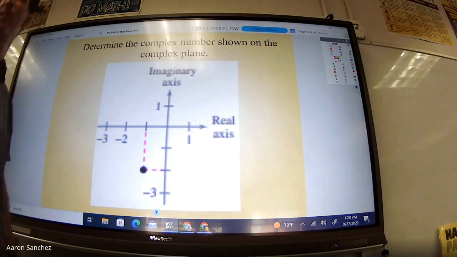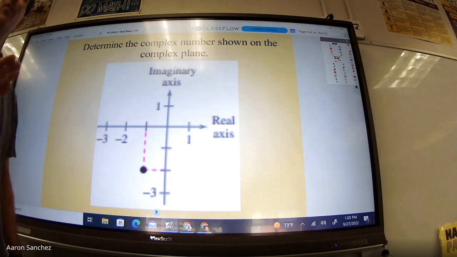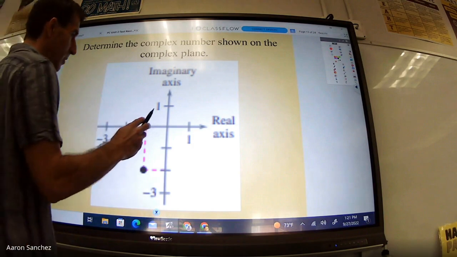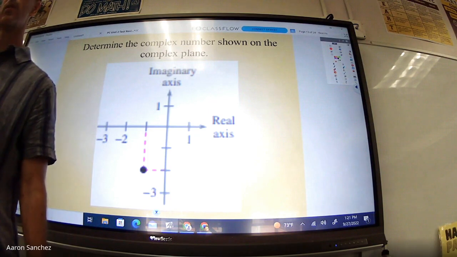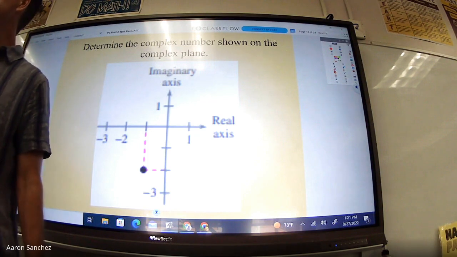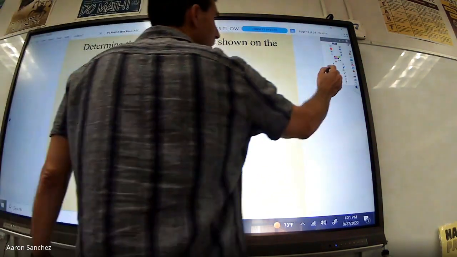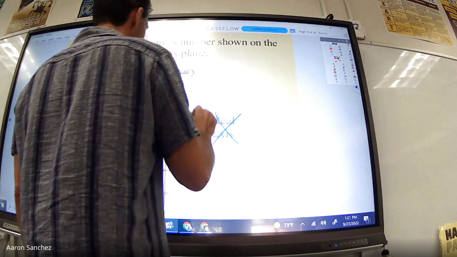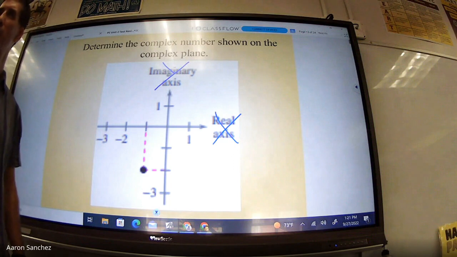Okay. Oh, this is an easy one. Is this easy, you guys think, or no? Just imagine instead of X and Y, we do X and I, or R and I, right? Imagine if instead of the real axis, this was the X axis, and this was the Y axis. What would the location of that point be? Tell your group, what would the point be?